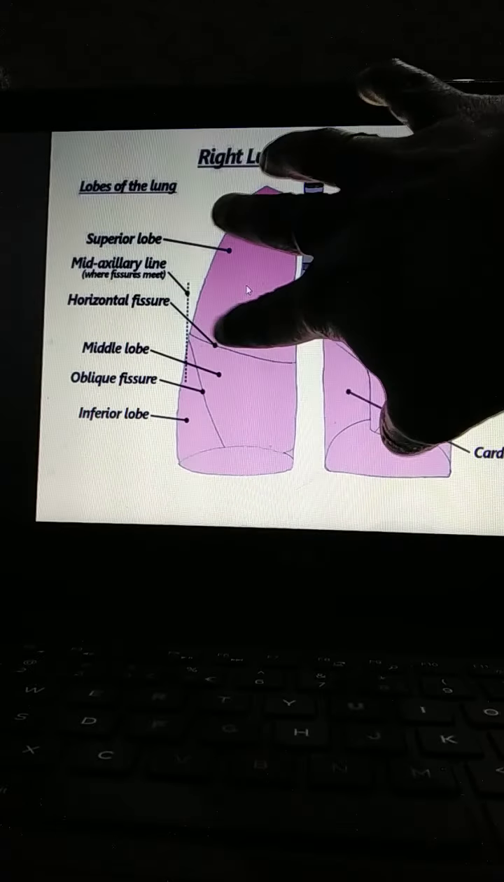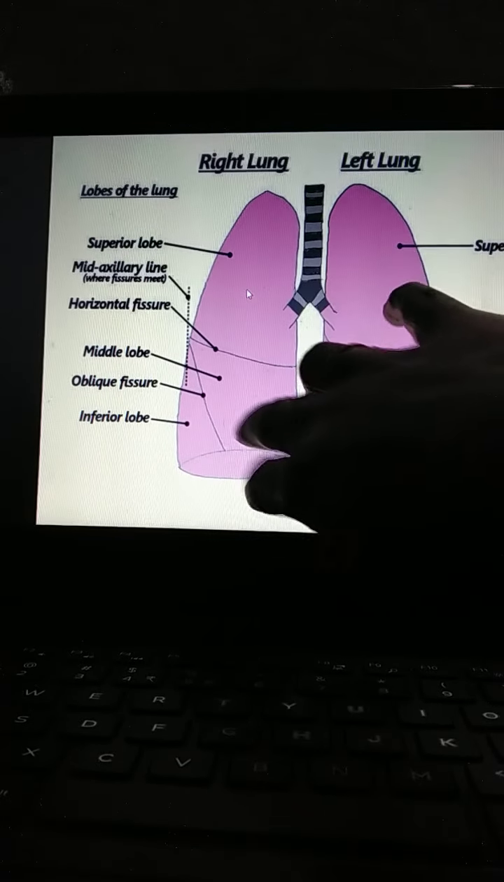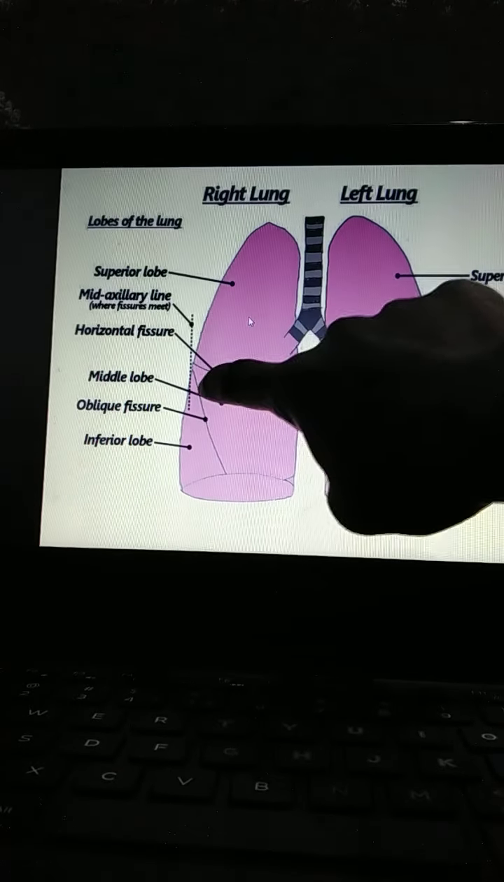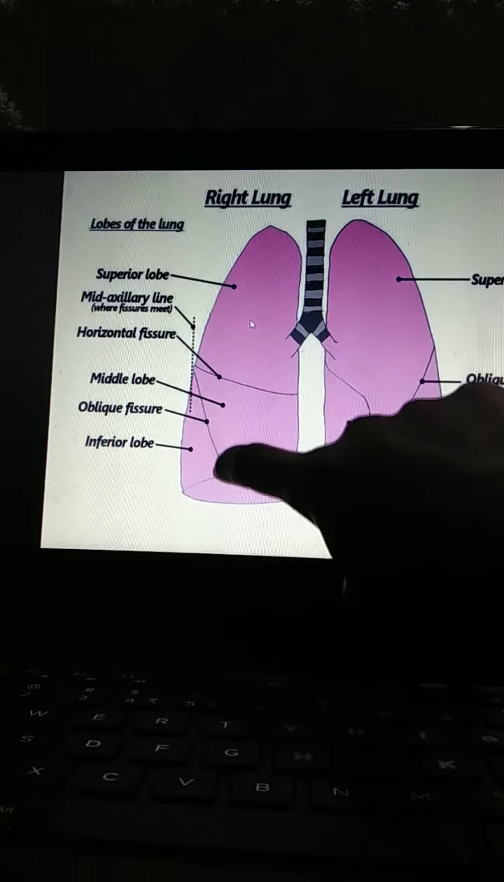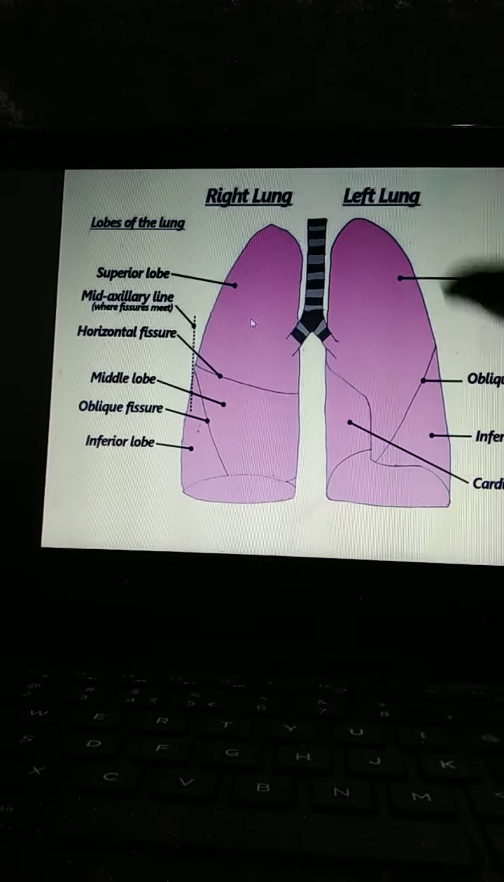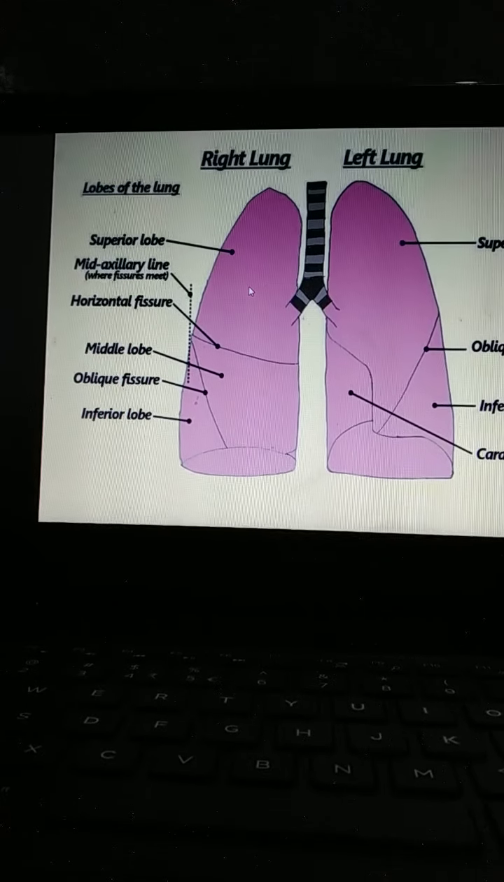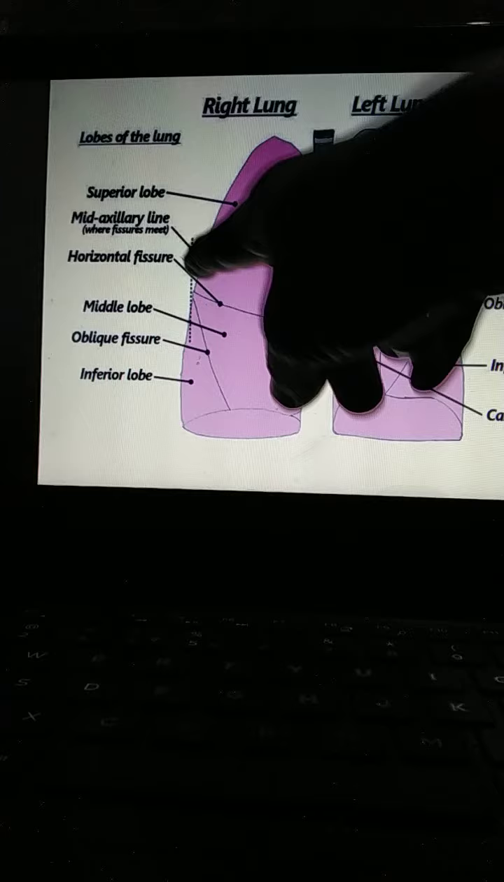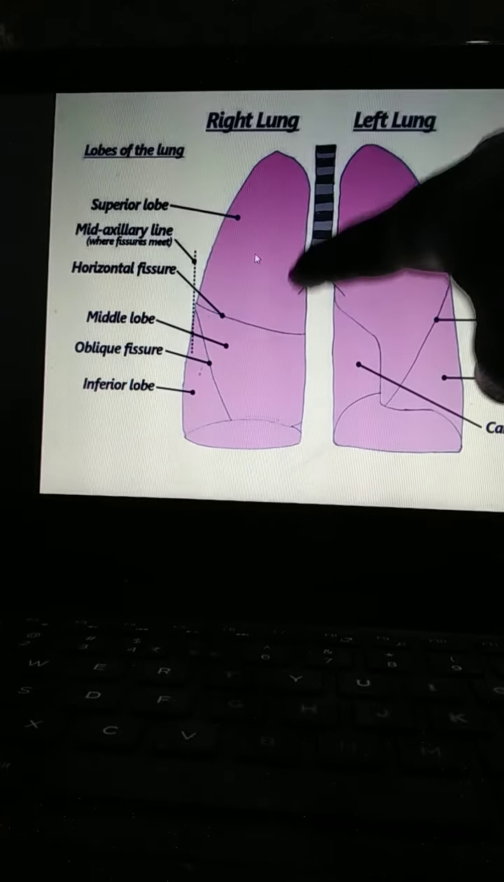In the right lung there are 3 lobes: superior lobe, middle lobe, inferior lobe. This one is the superior lobe up to here, this one the middle lobe, this one the inferior lobe. Here on the left, there are superior and inferior lobes only. Here these are the fissures.